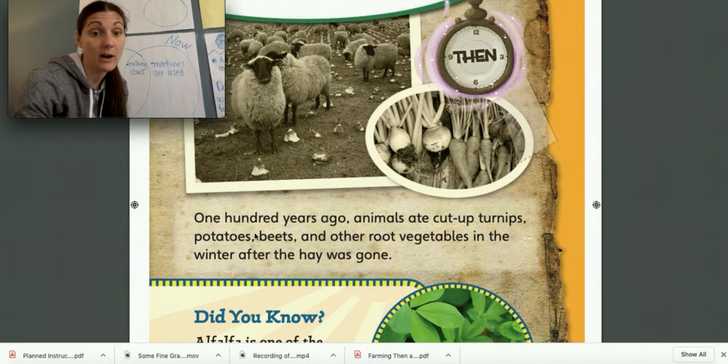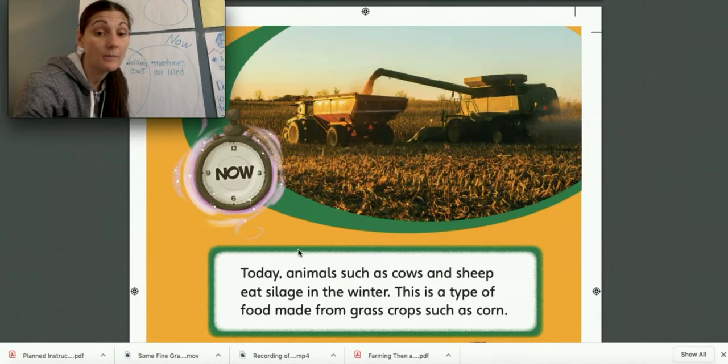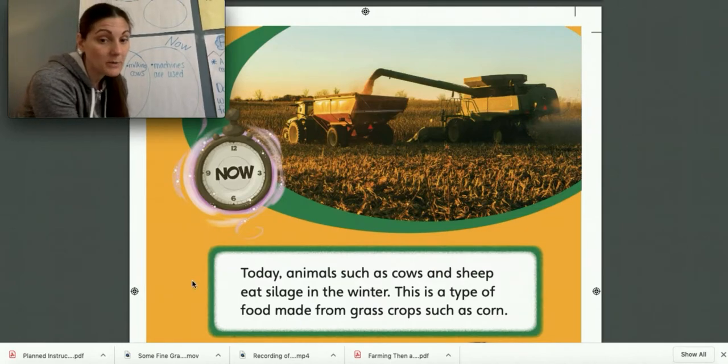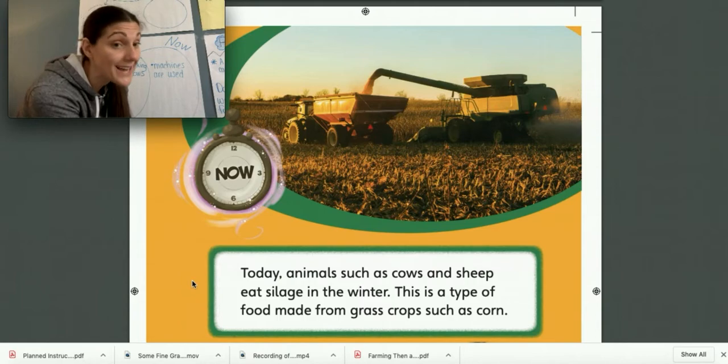Let's read about now. Now, today, animals such as cows and sheep eat silage in the winter. This is a type of food made from grass crops such as corn.